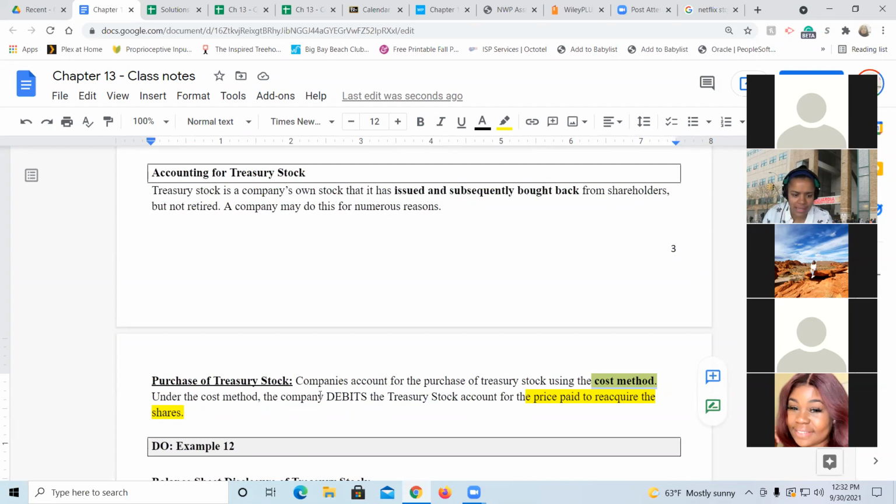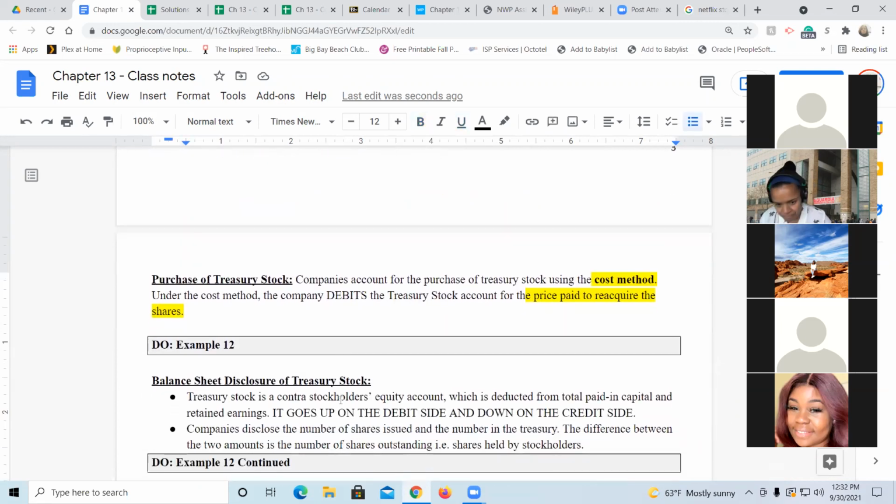And here goes the journal entry. The company will debit treasury stock for the price that they paid for the stock, and they will credit cash. Crediting cash decreases the asset cash because they are paying out cash to whomever they are buying the stock back from. So now you should be thinking, what type of account is treasury stock? Because we're debiting treasury stock. Maybe you're even thinking that it could be an asset because it looks like it's going up on the debit side. But I'll explain in the notes here.